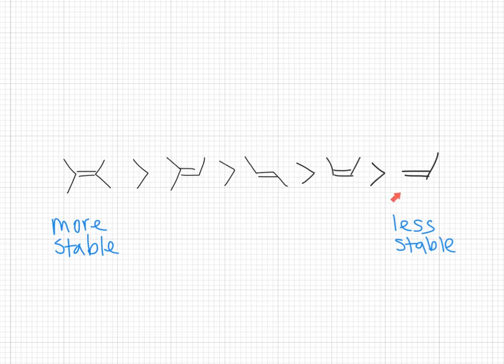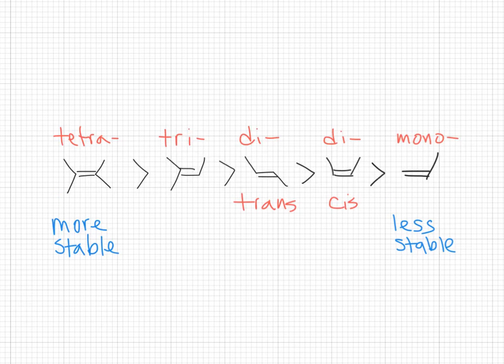So if the option is available, tetrasubstituted alkenes are formed more rapidly than trisubstituted, which are in turn formed more rapidly than disubstituted trans, formed more rapidly than disubstituted cis, which are more stable than monosubstituted alkenes. Product distributions are a consequence, then, of alkene stability.